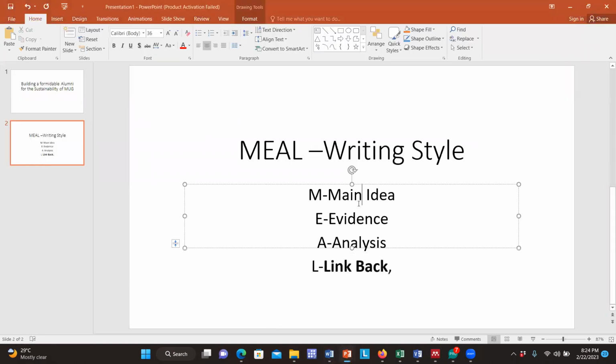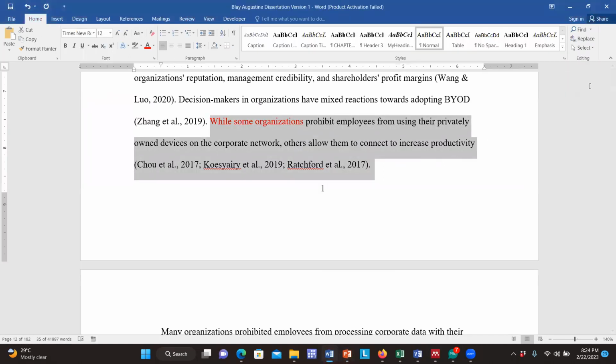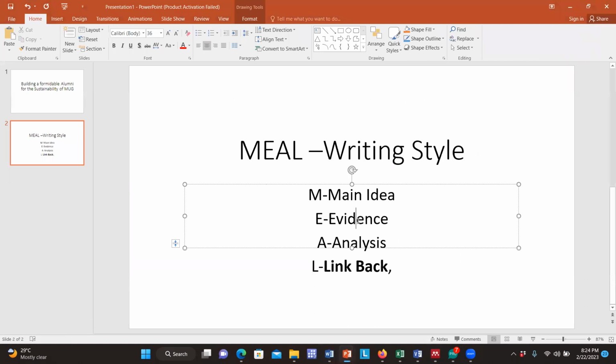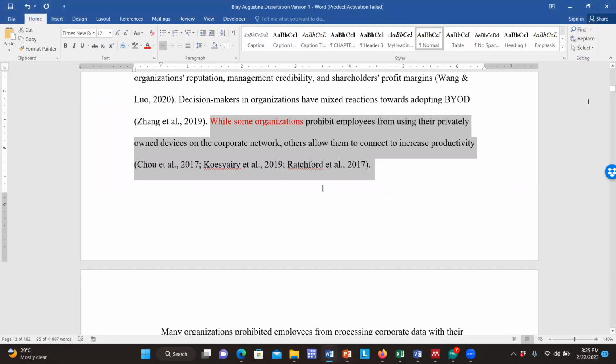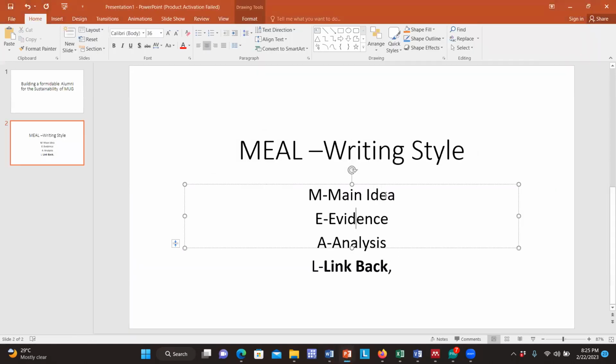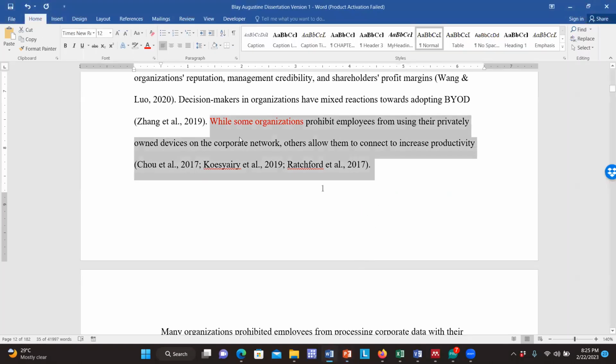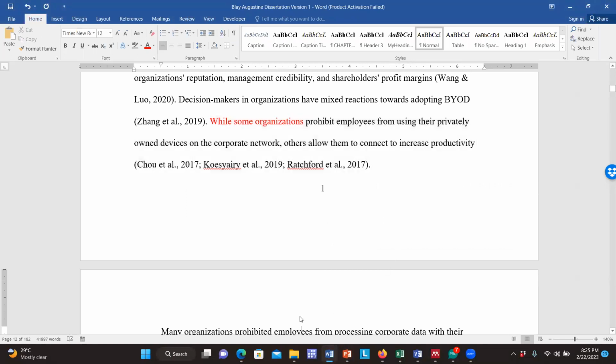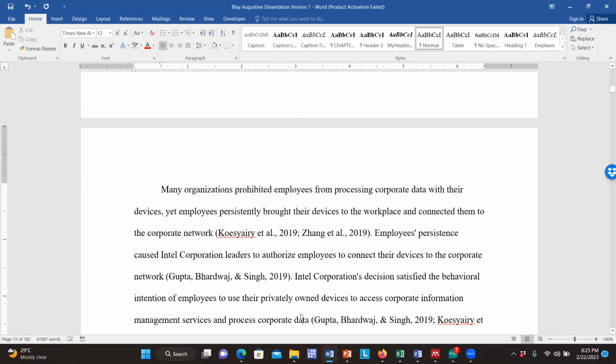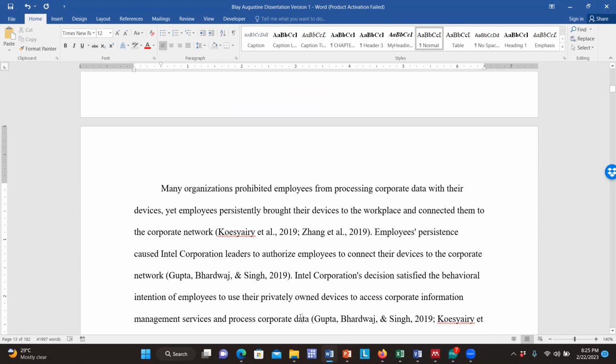So first of all, the main idea was about what? The laptops and the devices. The analysis, the evidence were the references. The analysis were all the explanation, that also came with what? Evidence. Okay? That also came with what? The references. And the link back is the last statement one makes before moving to the next what? Paragraph. So a new paragraph has been introduced, extending this discussion.